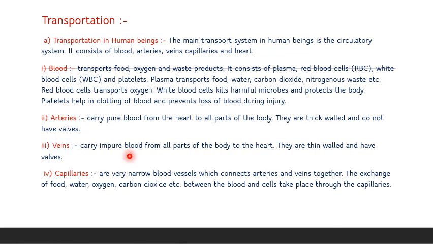Okay, so what about capillaries then? These are very narrow blood vessels. They mainly connect arteries and veins together. The exchange of food, water, oxygen, carbon dioxide, etc. between the blood and the cells takes place through these capillaries. So these are the major functions of blood, arteries, veins and capillaries. Come, let us understand about this in detail in our next slide.